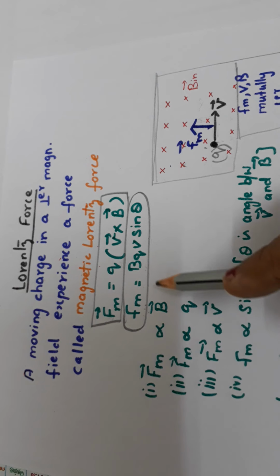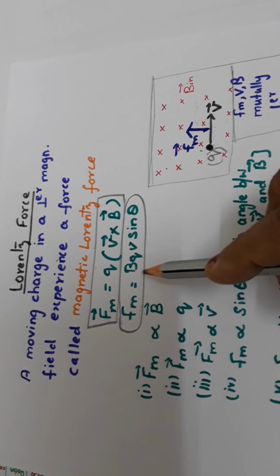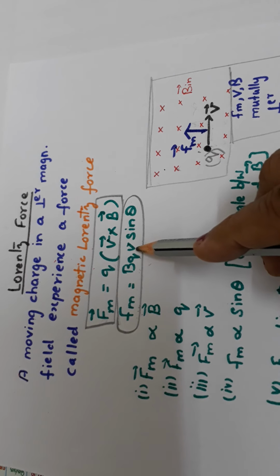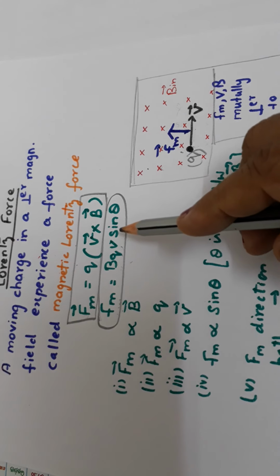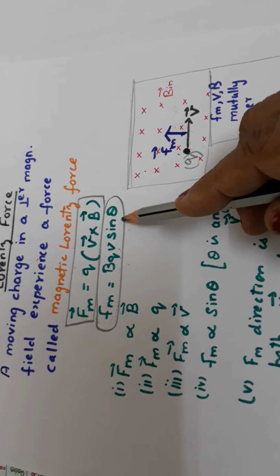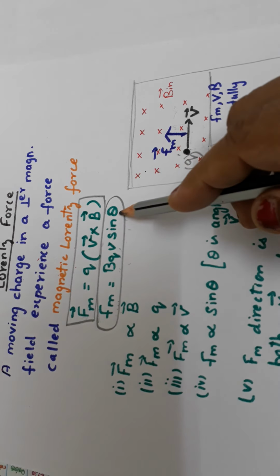Then Fm is also directly proportional to Q, and Lorentz force is directly proportional to the magnitude of the velocity of the charge, and Lorentz force is also directly proportional to sin theta. What is theta? It is the angle between these two, V vector and B vector, right?